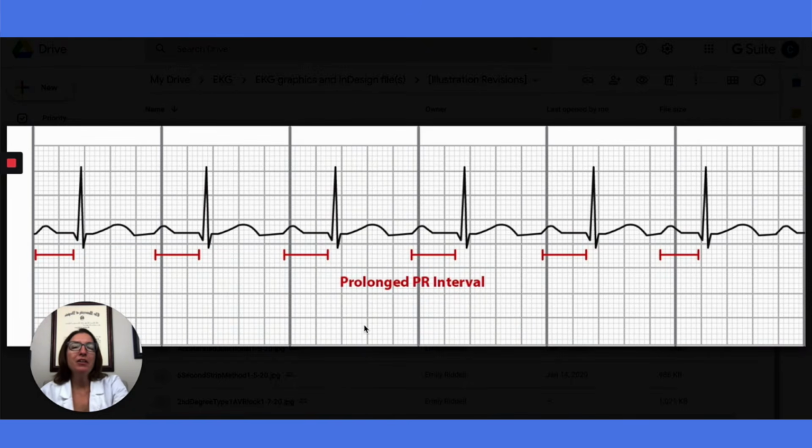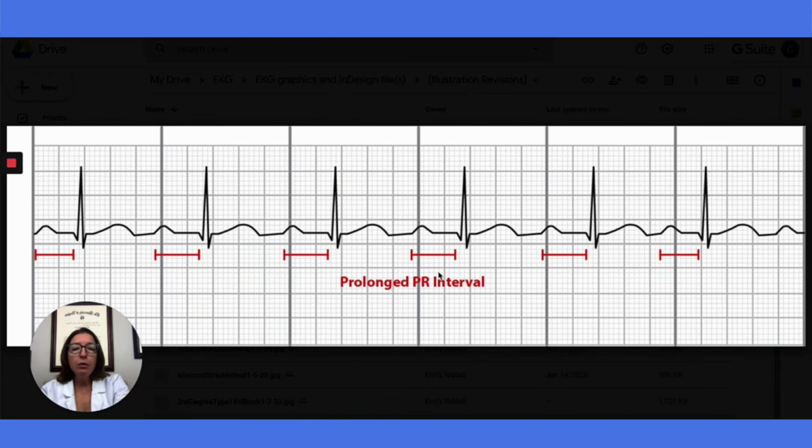Okay, here we are looking at a first degree AV block. So a first degree AV block causes a prolonged impulse conduction time from the atria to the ventricles due to a delay in the AV node. So typically, treatment of a first degree AV block is not necessary. However, we will want to monitor the patient's rhythm to make sure it doesn't progress into a more severe block.